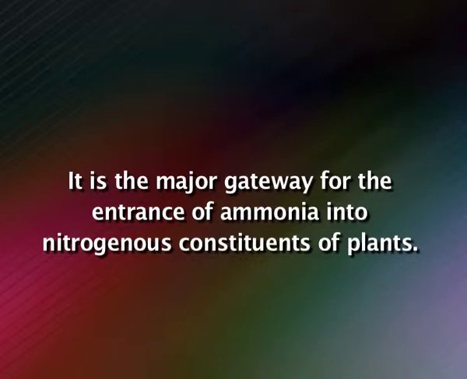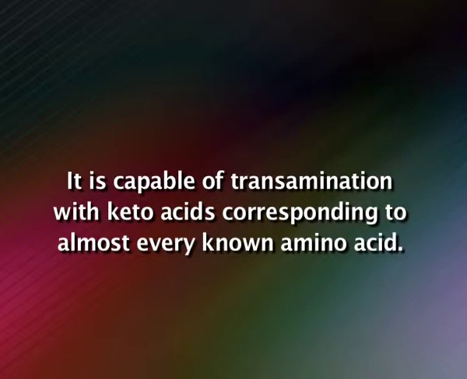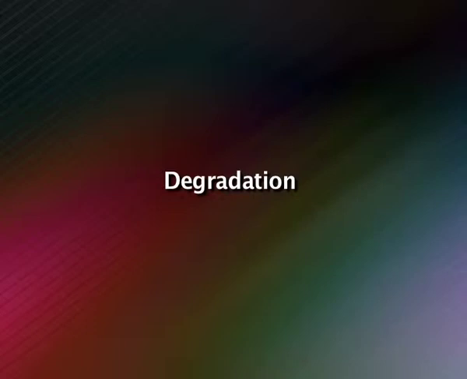So, glutamate occupies a key position in amino acid biosynthesis as well as degradation for three reasons. It is the major gateway for the entrance of ammonia into nitrogenous substances or constituents of plants. It is capable of transamination with keto acids corresponding to almost every known amino acid. Each amino acid has its corresponding keto acid, and it is the last step in amino acid degradation, being the precursor for a number of new amino acids that are synthesized within the body.